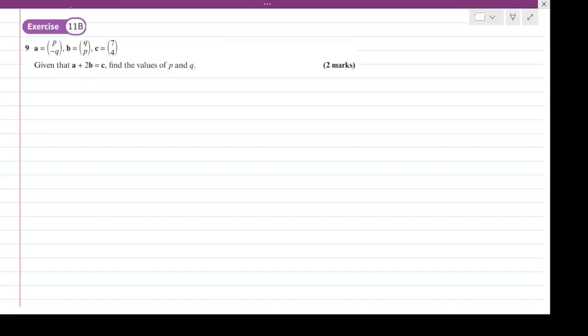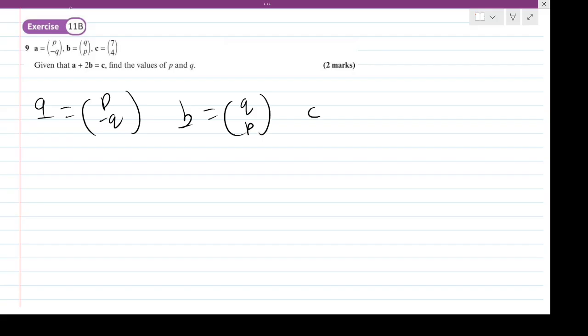So we have the vector A, which is (P, minus Q), the vector B, which is (Q, P), and C, which is (7, 4). So we're going to mix a bit of algebra into it now, but again, it's the same idea. We're given that A add 2B equals the vector C. We need to find the values of P and Q.